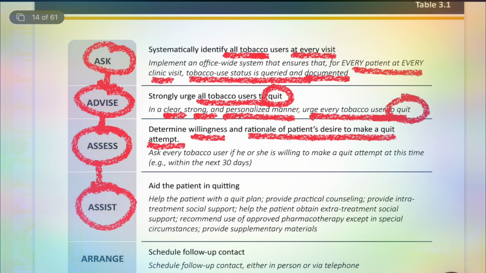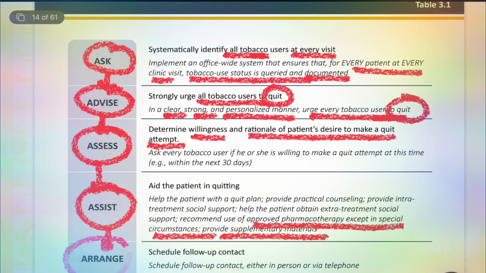They are telling: help the patient with a quit plan, provide practical counseling, provide intra-treatment social support, help the patient obtain extra-treatment social support, recommend use of approved pharmacotherapy except in special circumstances, and provide supplementary materials.